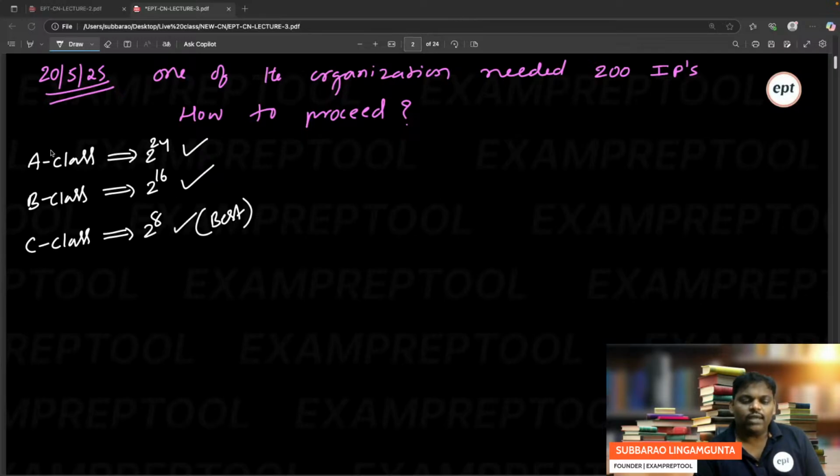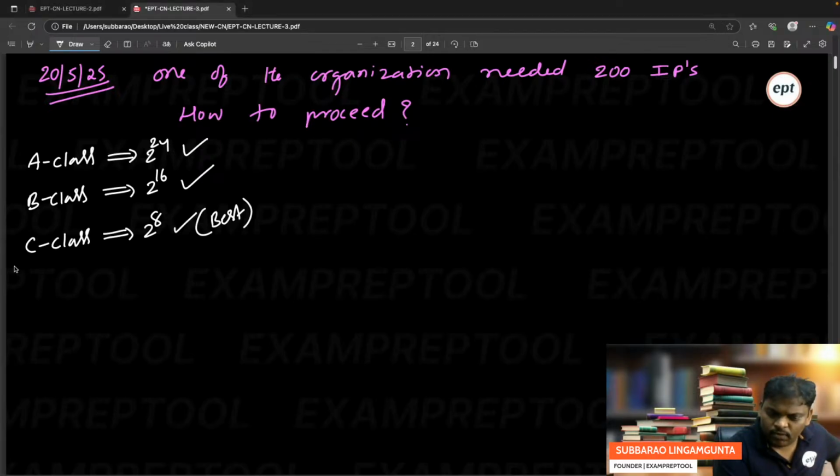If I go for A class, it is 2 power 24 IPs, one B class is 2 power 16, one C class is 2 power 8. The best one among all is 2 power 8, which means 256. All are possible, but 2 power 8 is perfect, so there is no requirement of going further.